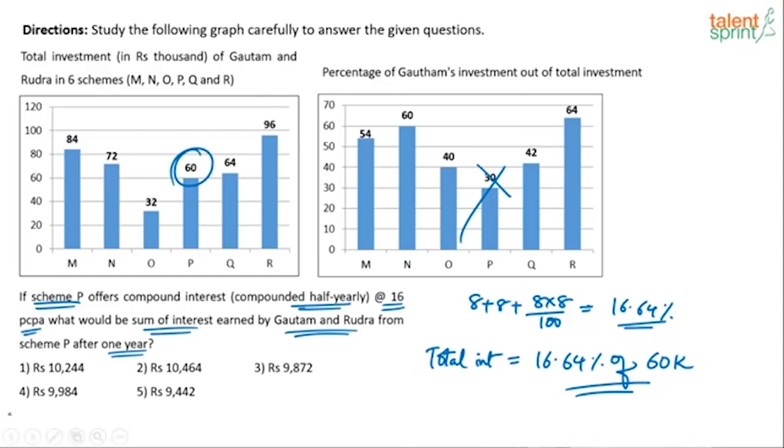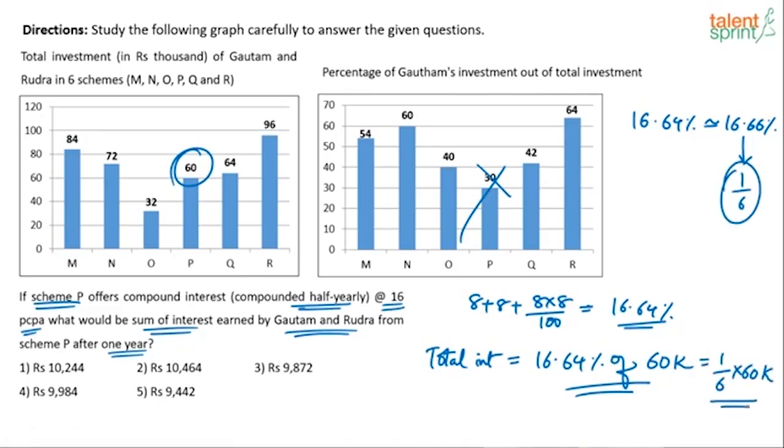So do a calculation. See, 16.64 is like 16.66. Can I say that? Very, very close to 16.66. We have got 16.64, right? 16.64% is approximately 16.66%. There's hardly any difference, 0.02%, negligible. And I know that 16.66% is 1/6 of the value. So basically my answer should be 1/6 of 60,000. How much is that? 10,000. Very close to 10,000. So I think 9,984 is what I would mark.